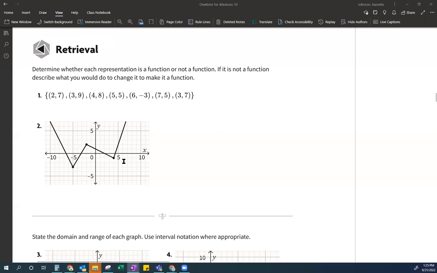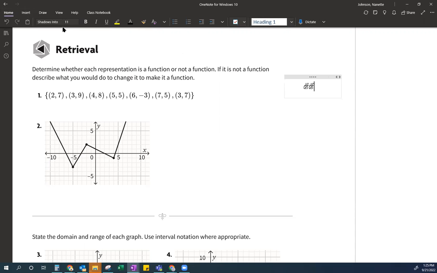Okay, so for these questions here, it's asking whether it's a function or not. And so I want to remind you of what a function is. Let me type, because typing is my fastest way of getting something on here. Hold on, let me just make it bigger.